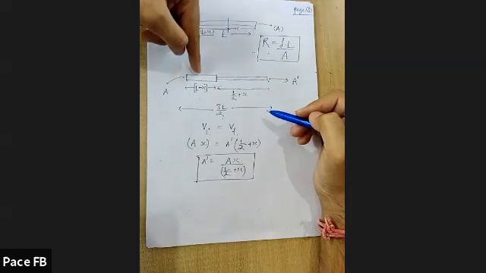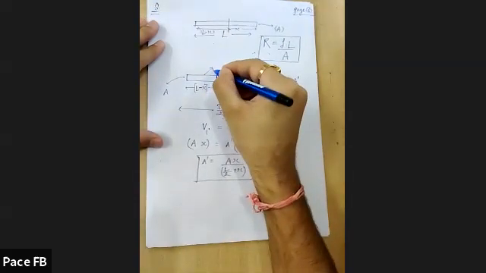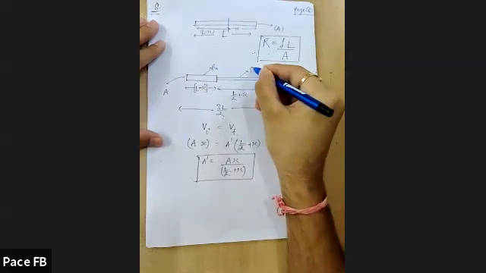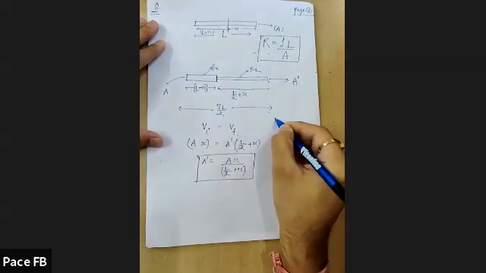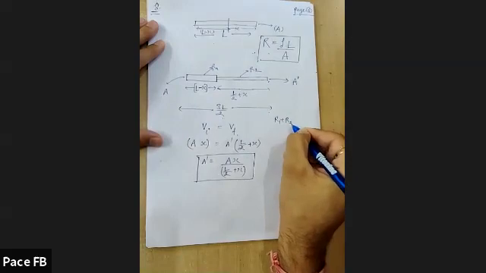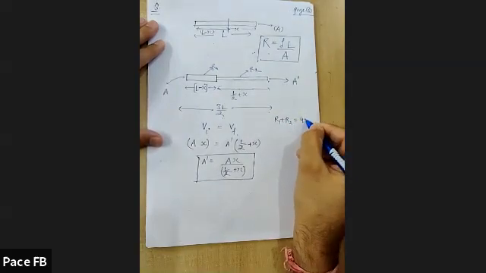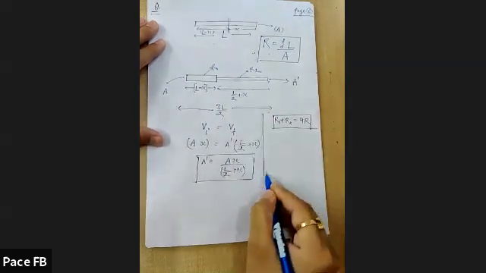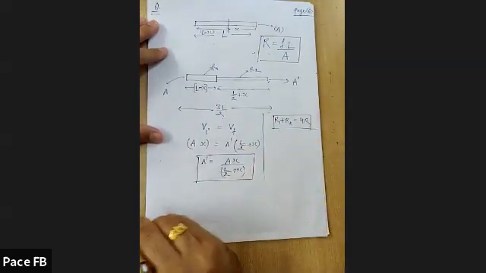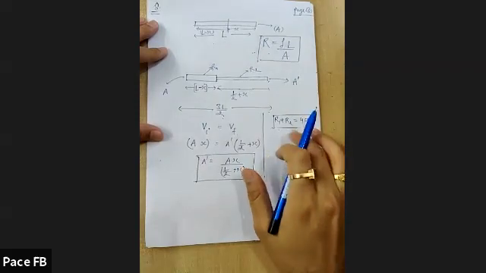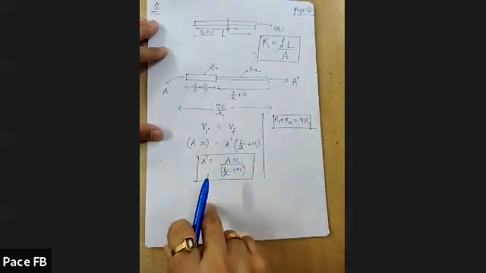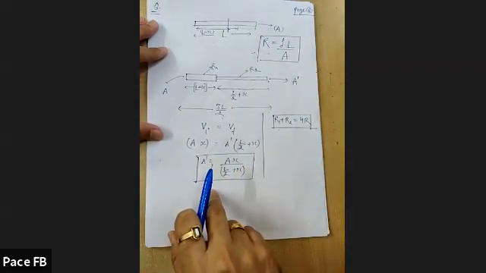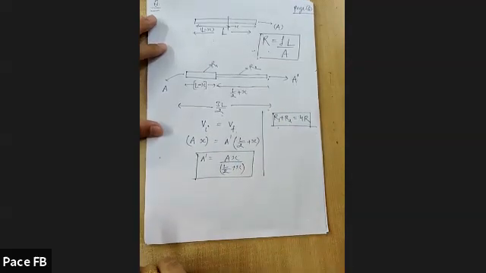So let's say this one is having resistance R1 and this one is having resistance R2, that you can find out. So R1 plus R2 should be how much? R1 plus R2 should be 4 times the initial value. This is already given in the question. R1 plus R2 is equal to 4 times R. Now use this relationship to get the value of X.